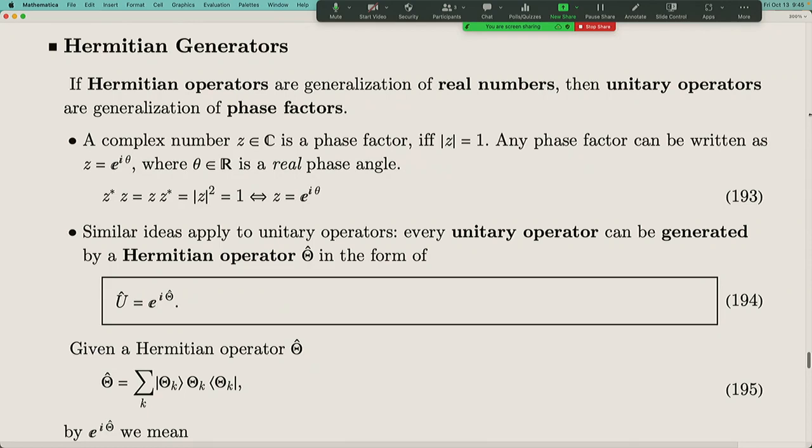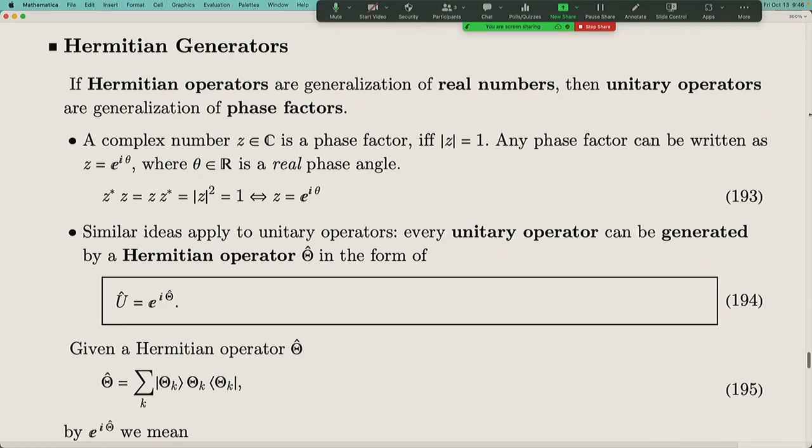Every unitary operator can be generated by a Hermitian operator in the form of e to the i theta, where theta is my Hermitian operator here. And every Hermitian operator, if you raise it to the exponent, generates a unitary operator. So this is both ways. There's a relation. But I need to emphasize, what does it mean by this exponential?